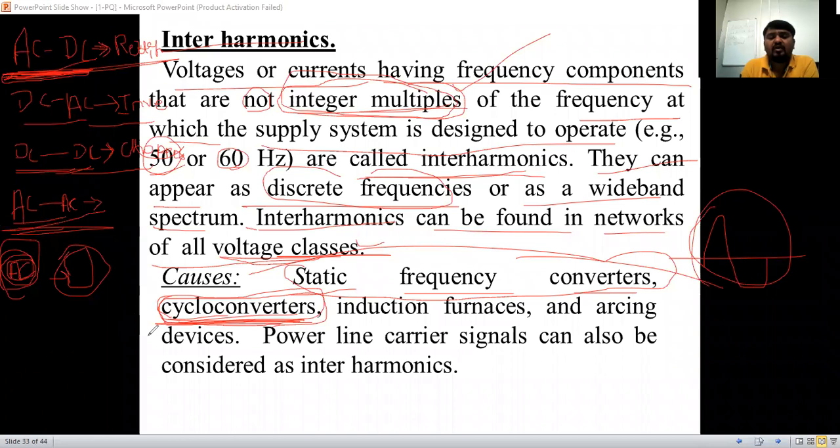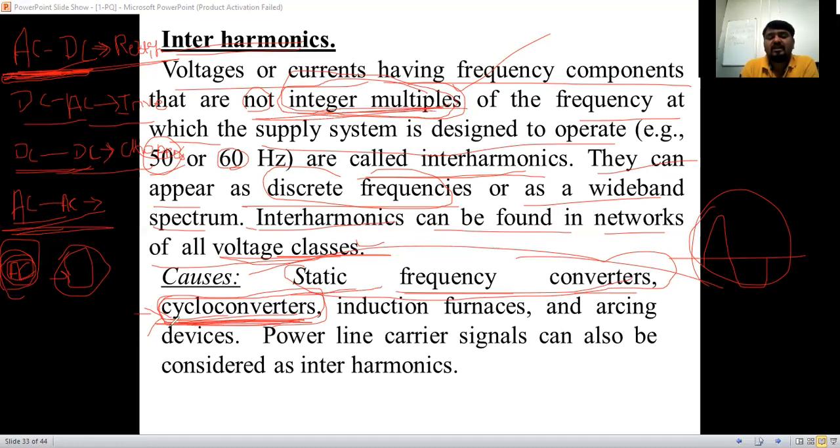Like how you convert the voltage, it will take one frequency and give another frequency. So we use static frequency converters, and those frequency converters are nothing but cycloconverters. While changing the frequency, it is a fundamental frequency, but not an integer multiplier, and it will produce some harmonics. Those harmonics which do not have integer multipliers are called interharmonics.